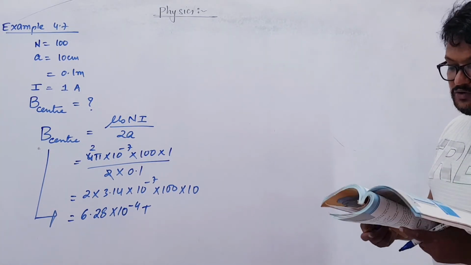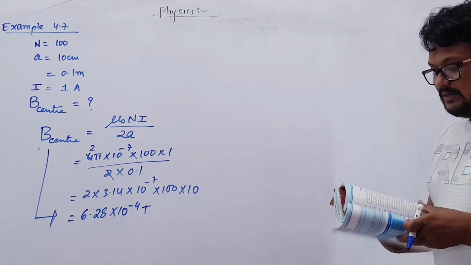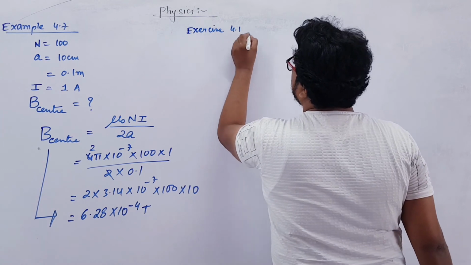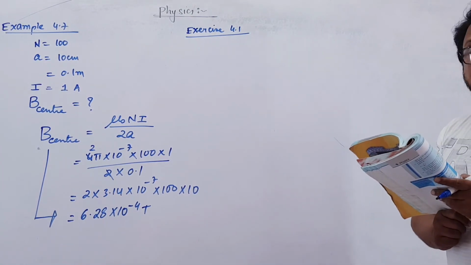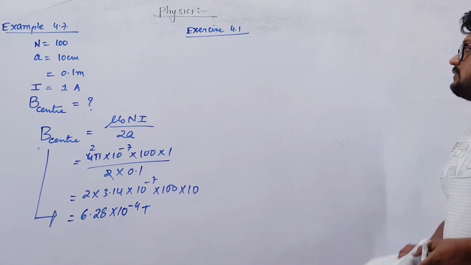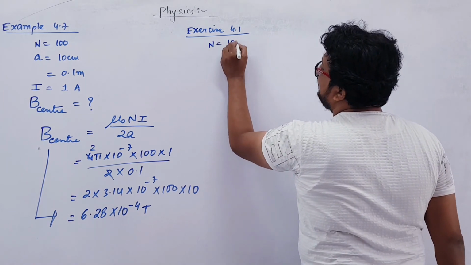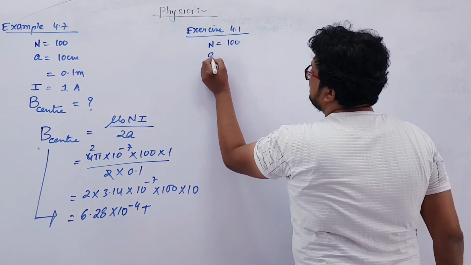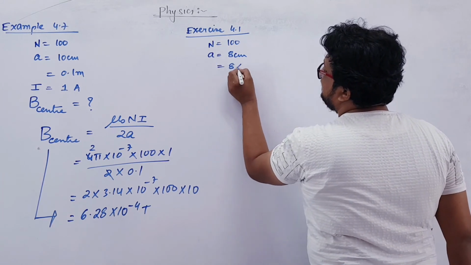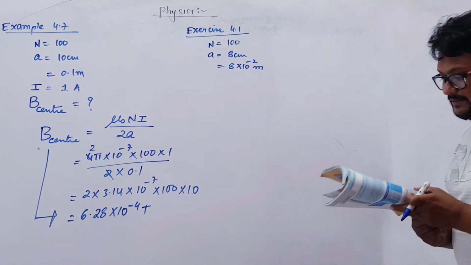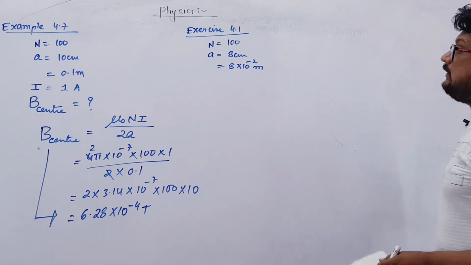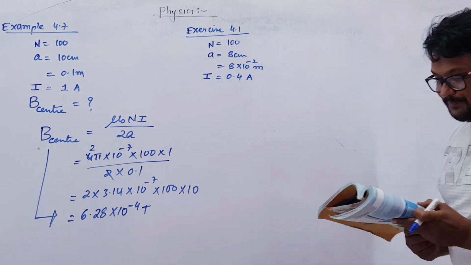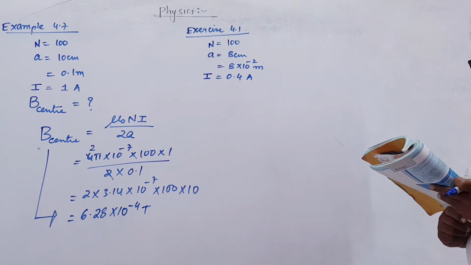The next example based on this concept is from our exercise, that is exercise 4.1. A circular coil of wire having 100 turns. Number of turns in it is given as 100. Each of radius 8 centimeter. Radius of each turn, that is A, is given as 8 centimeter. So you can write this as 8 into 10 to the power minus 2 meter. Carries a current of 0.40 ampere. Current flowing through it, I, is given as 0.40 ampere. What is the magnitude of the magnetic field B at the center of the coil?